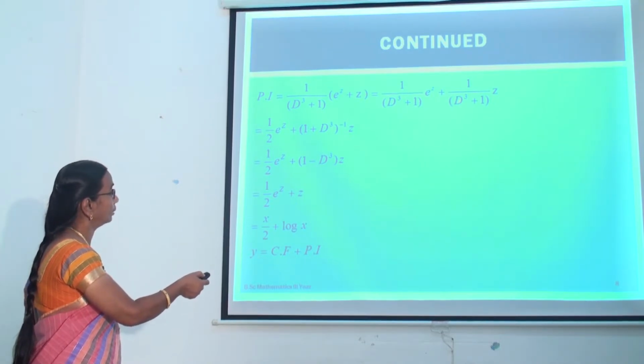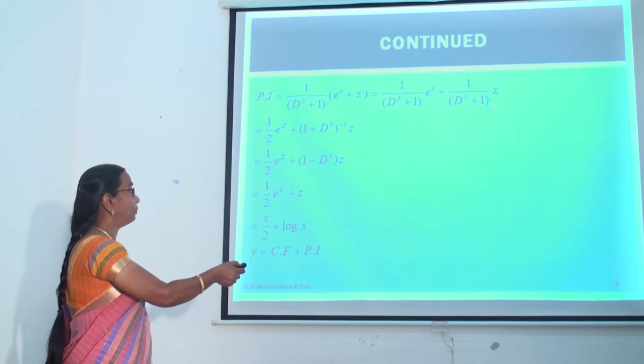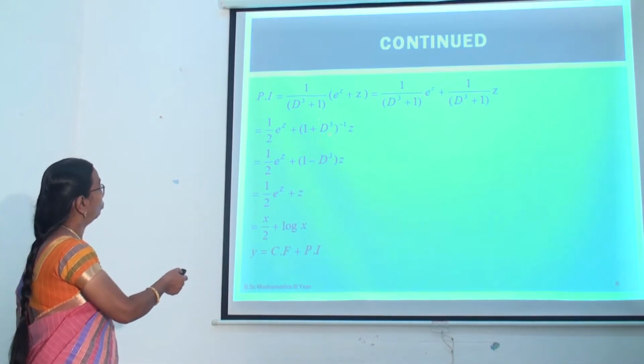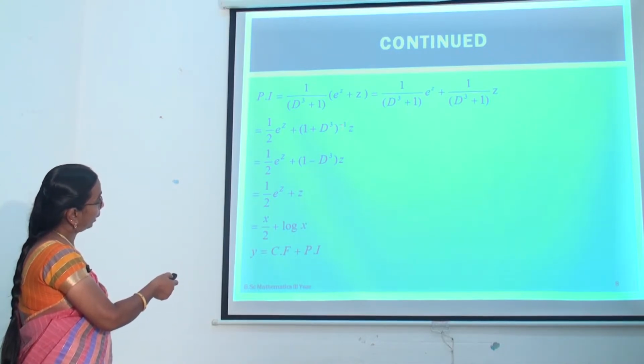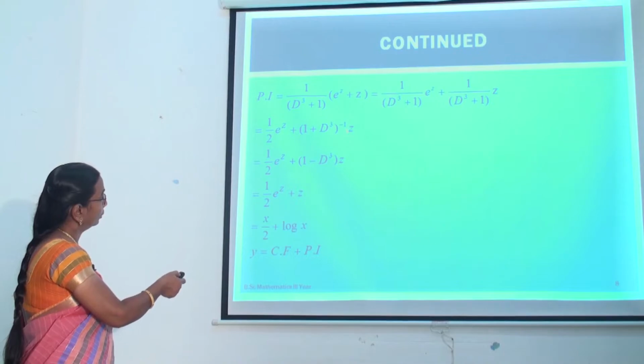Coming to the second term, here we are getting 1 by (D cube plus 1) of z. So you bring the denominator term to the numerator. It will become (1 plus D cube) whole power minus 1. Now when you expand, you will get 1 minus D cube plus (D cube) whole squared etc. of z. This is linear in z, isn't it? So D of z is 1, whereas D squared of z is 0.